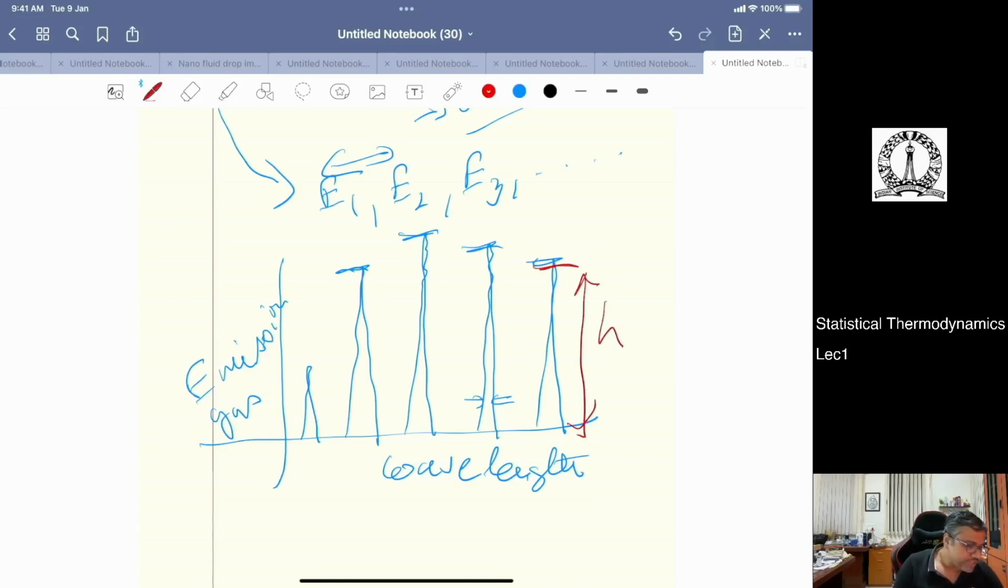So the height of each of these lines basically reflects the number of particles that are causing that emission signal. So it's basically, the more the height, the more the number of particles which actually have that particular energy. So that is how the number of particles is actually related to the height of this emission signature, right?